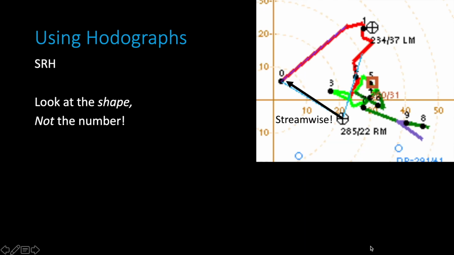So when we're looking at hodographs, we again need to look at the shape and not just the numbers that we see. So what we're looking for with tornadoes is streamwise low-level vorticity here. And that's, again, where our storm-relative wind vector is perpendicular to that low-level shear. This can yield some pretty high critical angles. Critical angle is a decent measurement of how streamwise this shear is.